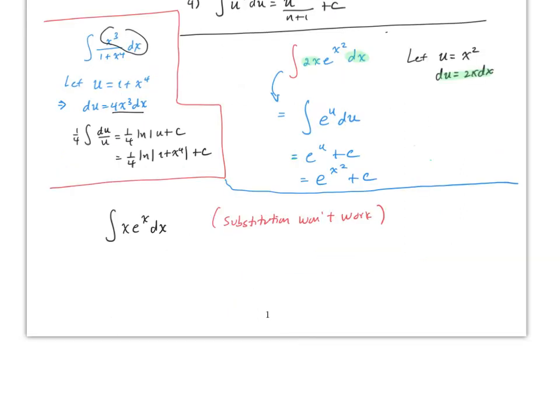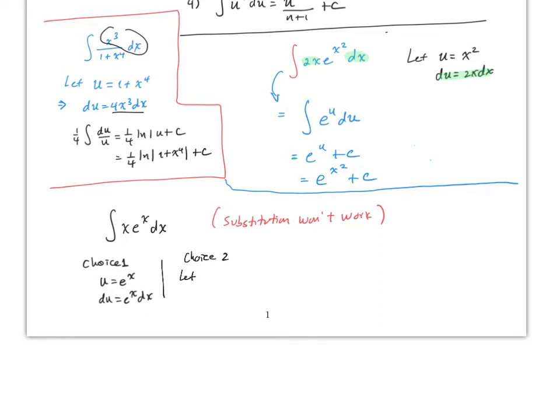Well, let's see why it won't work. You only have two choices. Choice one for u is that u is equal to e to the x. Notice that du is again e to the x dx. So what do you do with the x? So this one will not work. The other choice is you can let, so it will be choice 2.